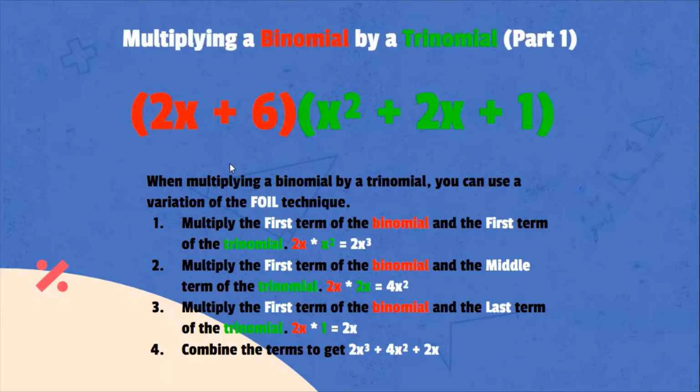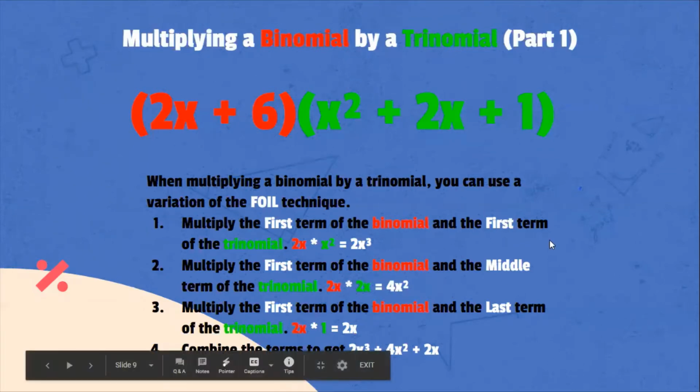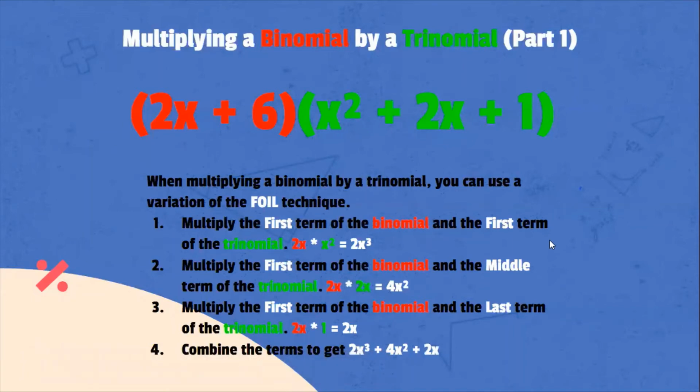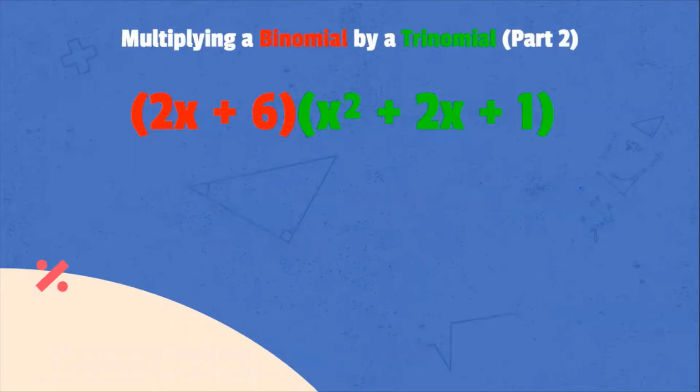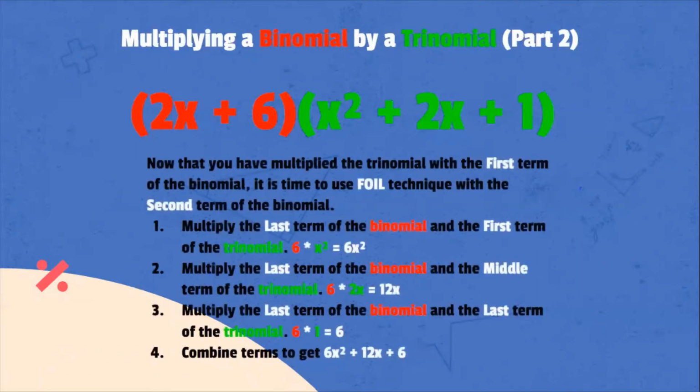Then we would multiply the first term of the binomial and the last term of the trinomial, which would get us 2x. So the first part of our answer would be 2x cubed plus 4x squared plus 2x. But next, after we multiplied the trinomial with the first term of the binomial, now we have to multiply the trinomial with the second term of the binomial. So first we're going to multiply the last term of the binomial, being 6, with the first term of the trinomial, x squared, which would get us 6x squared.